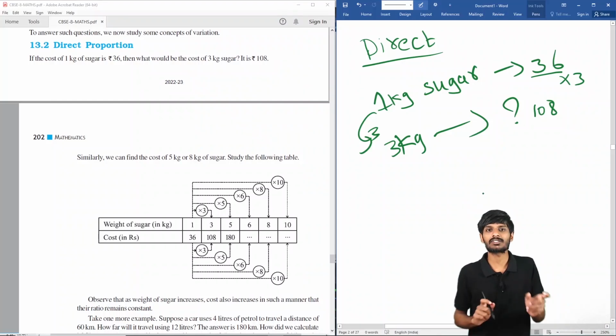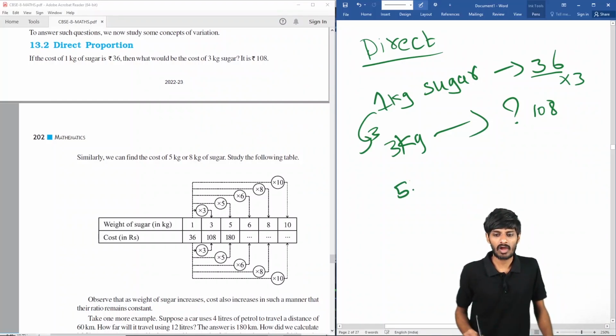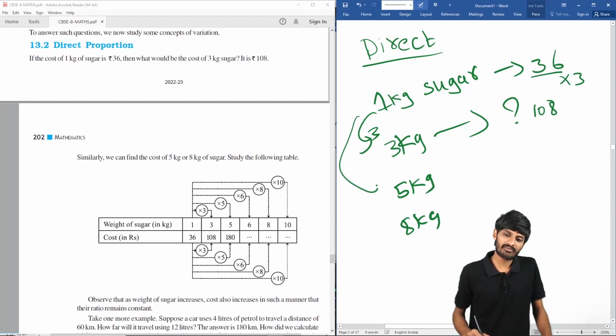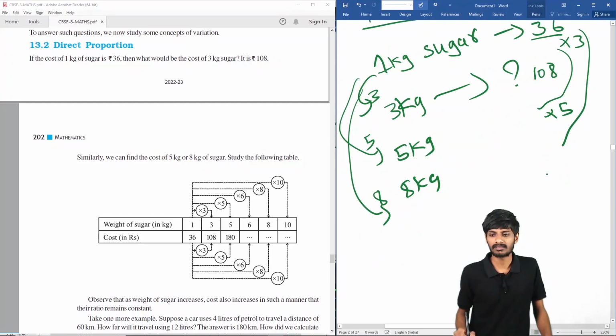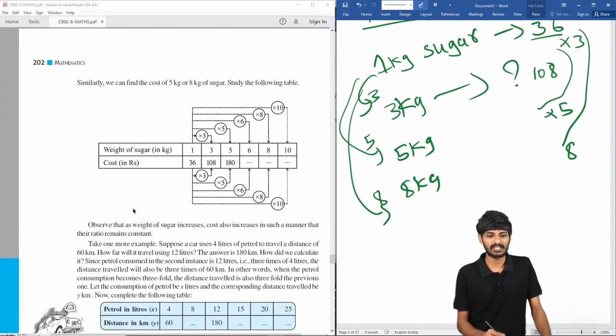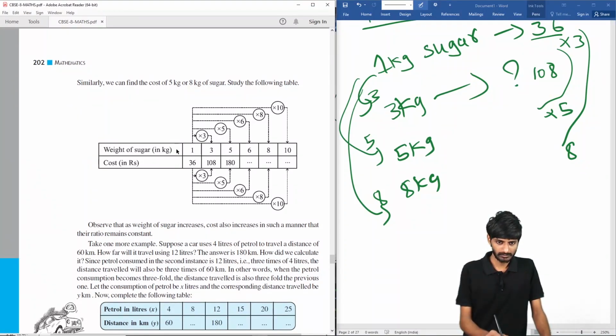It is the direct proportion. Suppose we have to buy 5 kgs and 8 kgs, what happens? Here you have increased 5 times, then you have to increase this also 5 times. Here you have increased 8 times, then here also you have to increase it 8 times. That is the case happening here, students. So if you see here, weight of the sugar in kgs: 1 kg, 3 kg, 5 kg, 6 kg, 8 kg, 10 kg.